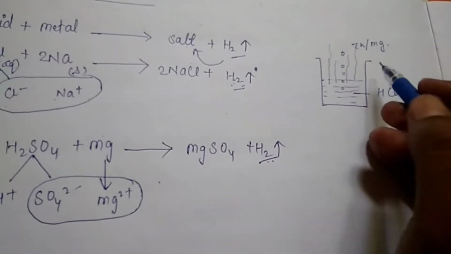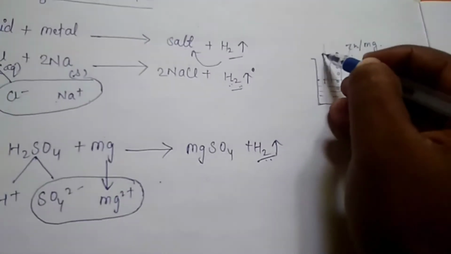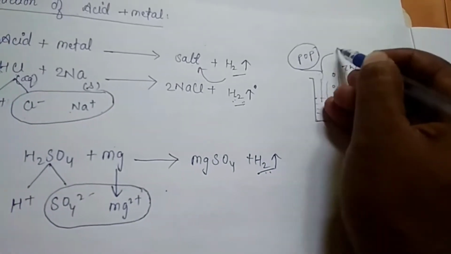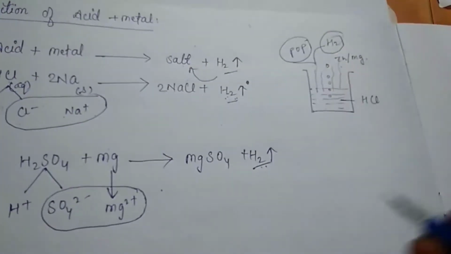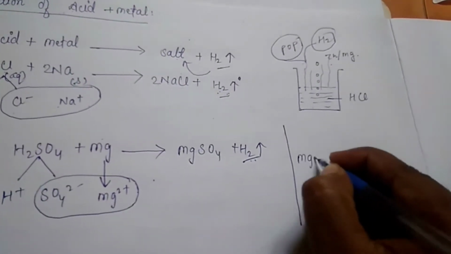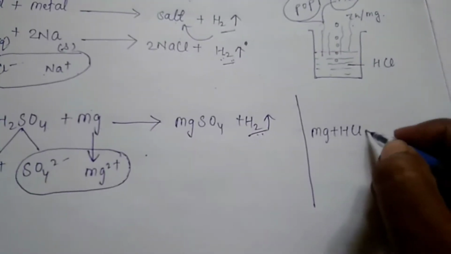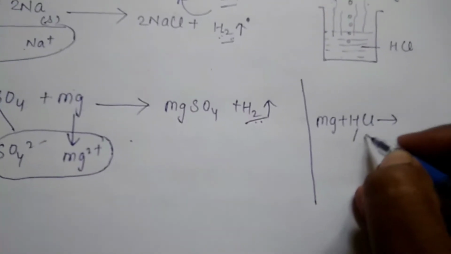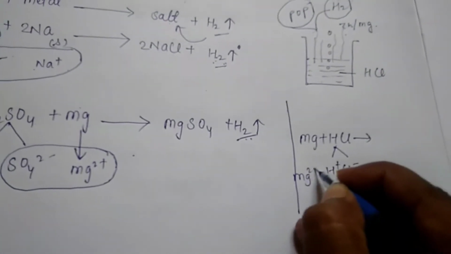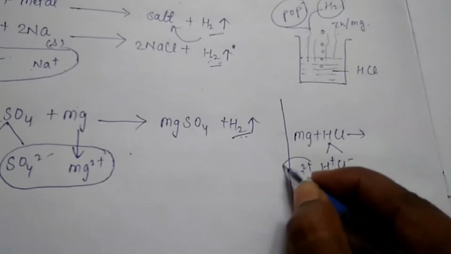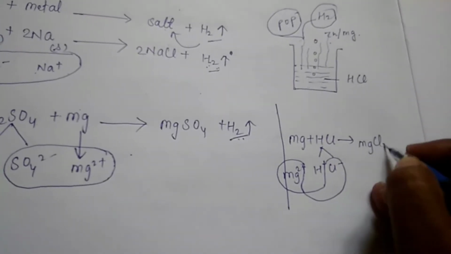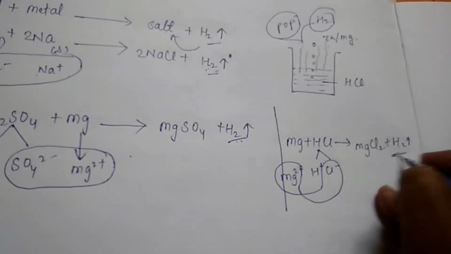We will take a burner near this gas. If this gas burns with a pop sound, okay, children, then this gas will be hydrogen gas. Now try to make the product. You have taken magnesium plus HCl, children. Convert into their ionic form: H plus and Cl minus, Mg 2 plus. Now positive charge always attracts negative charge, children, so it forms MgCl2 plus H2. That will be hydrogen gas.